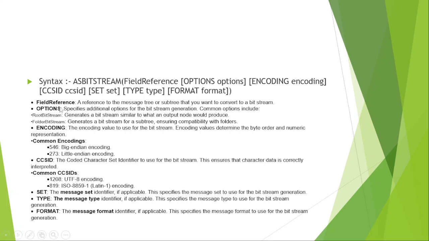Okay, now coming to options. The options specify the additional options for the bit stream generation. Common options are the root bit stream and the folder bit stream. Root bit stream basically generates a bit stream similar to what an output node would produce, and the folder bit stream generates a bit stream for the subtree, ensuring compatibility with the folder.